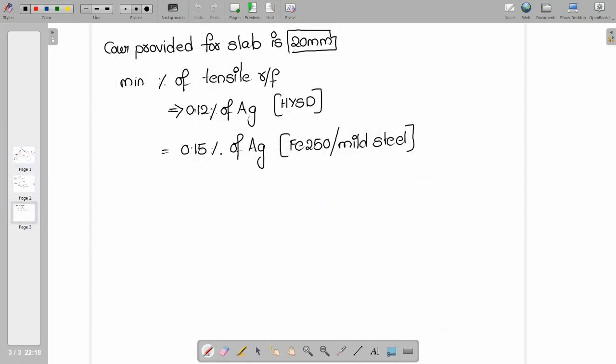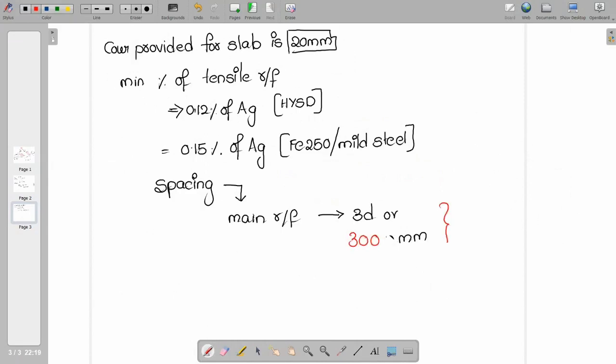So when I talk about the spacing here, if we consider the spacing in a slab, for main reinforcement the spacing can be 3D or 300 mm, whichever is lesser.